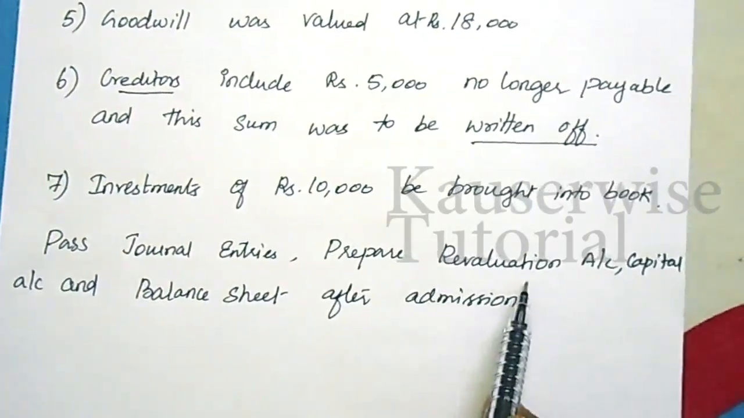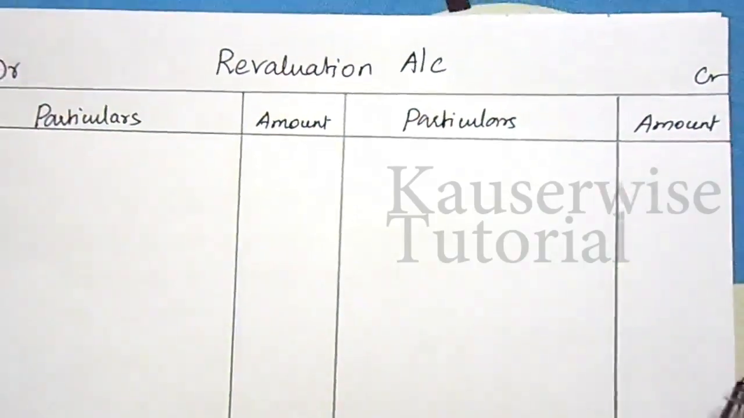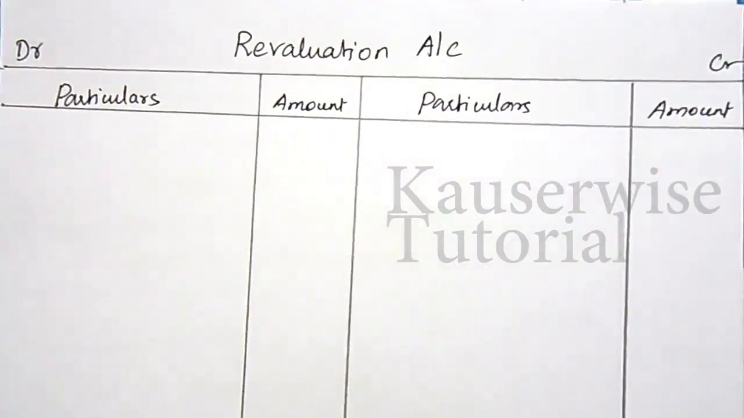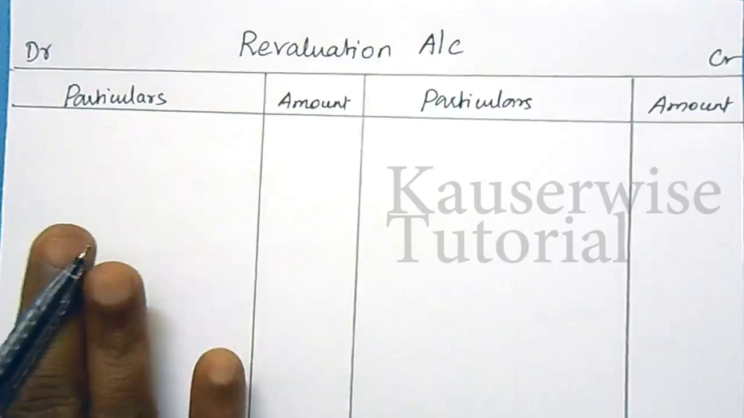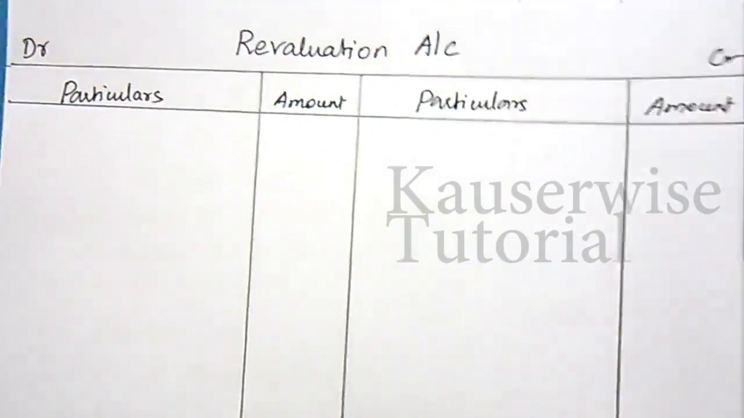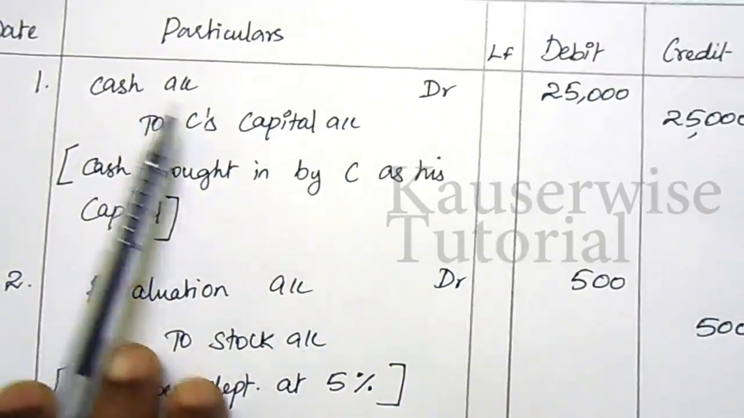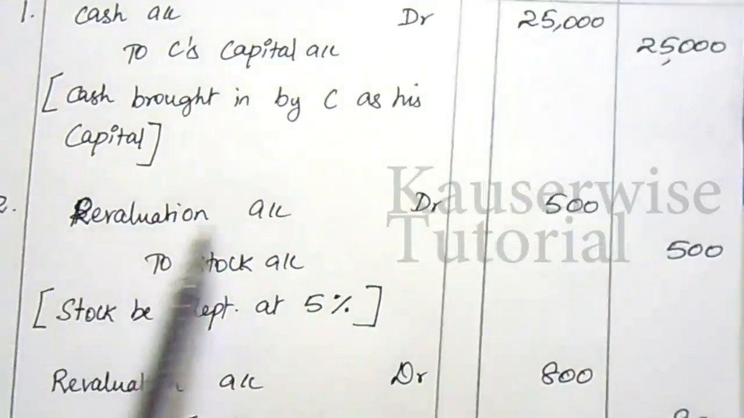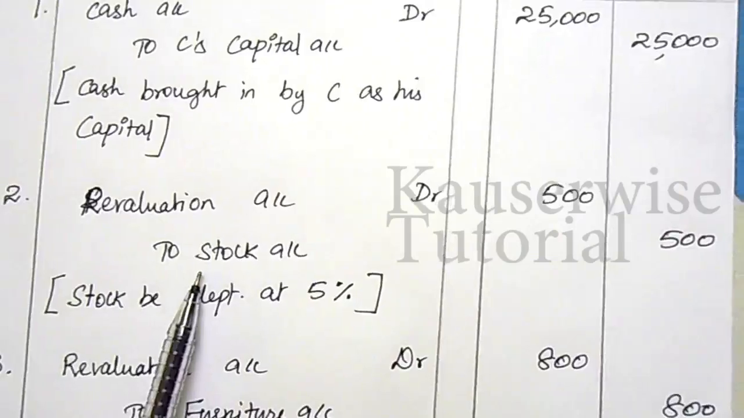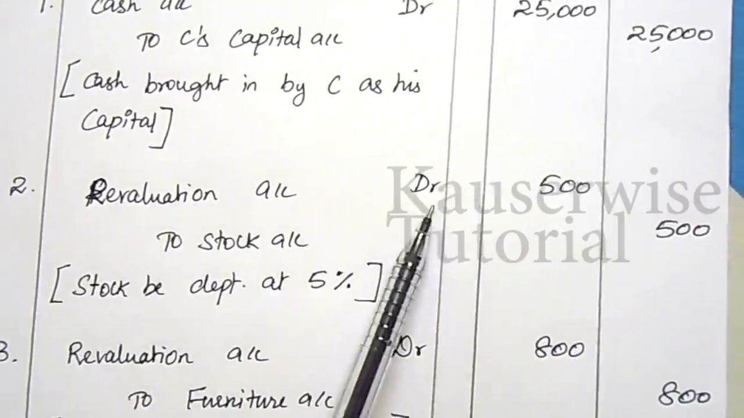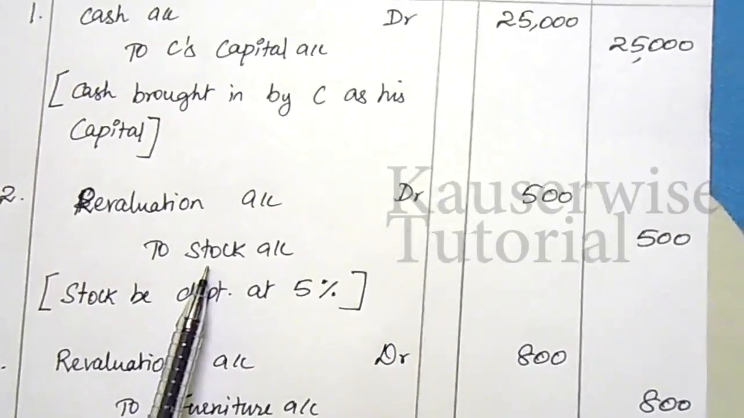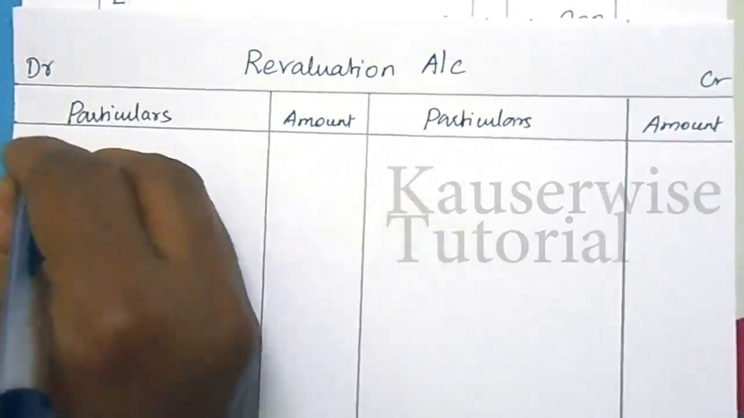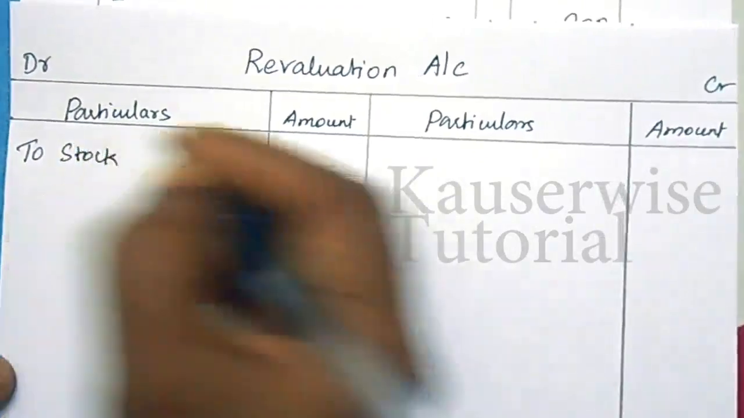Now let us see the revaluation account. From the journal entries, we are going to prepare it. Look at each and every entry. Wherever you find revaluation, enter those items under debit side or credit side according to the transaction. Look at the first entry, cash account debit to capital account. This will be recorded in capital account. Second entry, revaluation account debit to stock. Enter stock under debit side of revaluation account. To stock, 500.